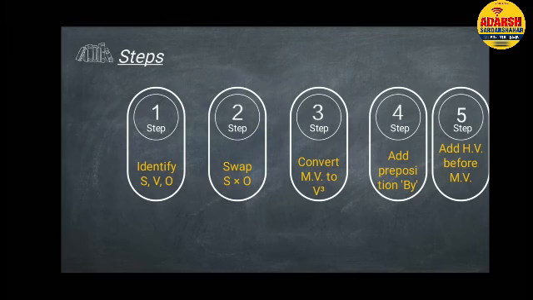Step third, convert main verb to verb's third form. Here we always use verb's third form in passive voice, the past participle form. Fourth step, add preposition by. We put by before our subject. And finally, fifth step, add helping verb before main verb.